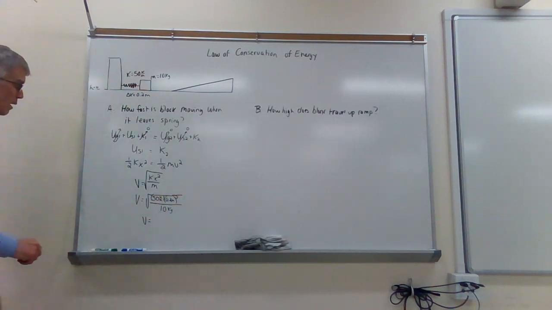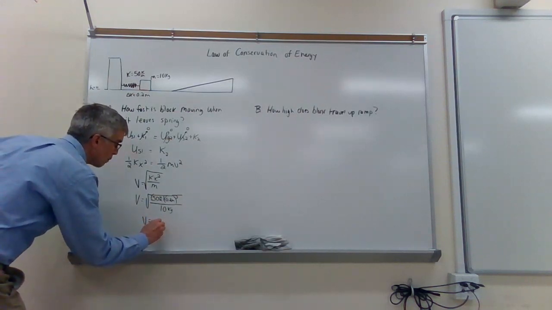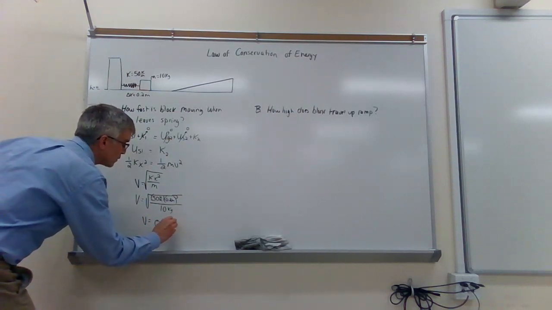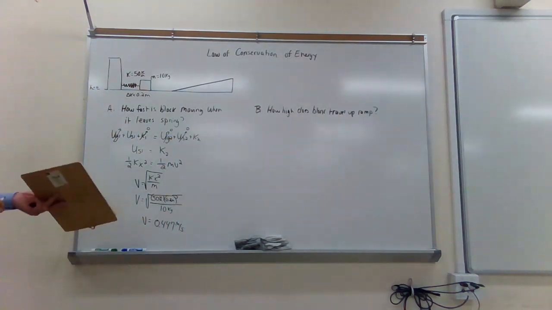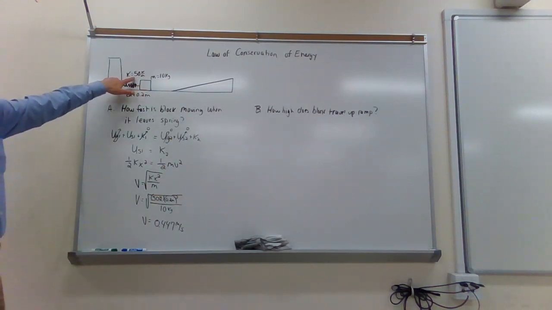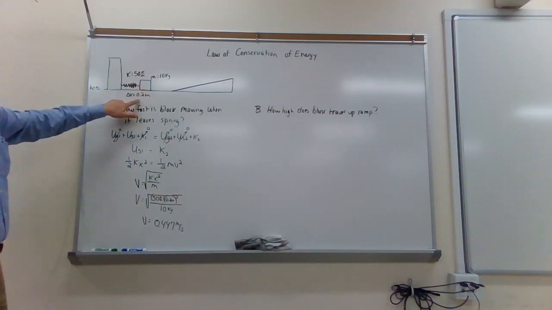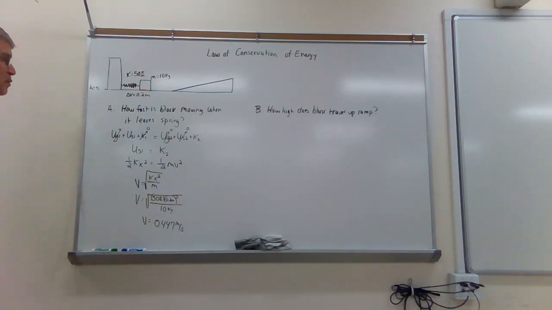Now, I did out all the math, and I got an answer of 0.447 meters per second, which is a small velocity, which makes sense if you think about it. This is not an extremely high spring constant. We didn't compress it extremely far. So it's going to leave at this speed.